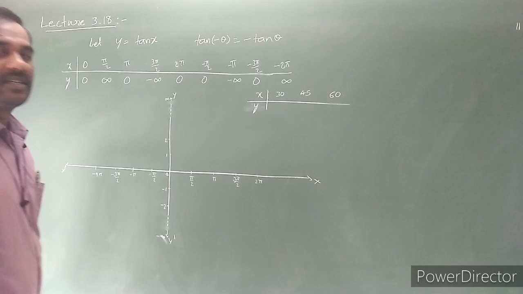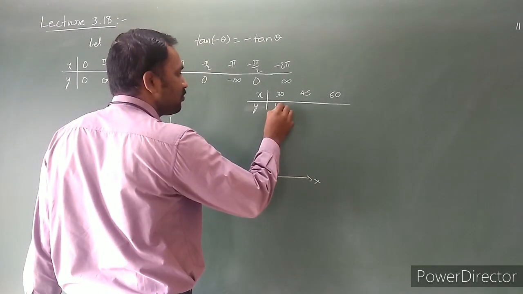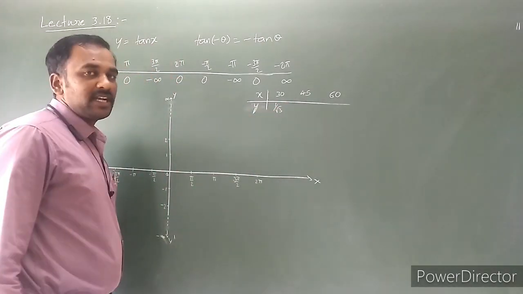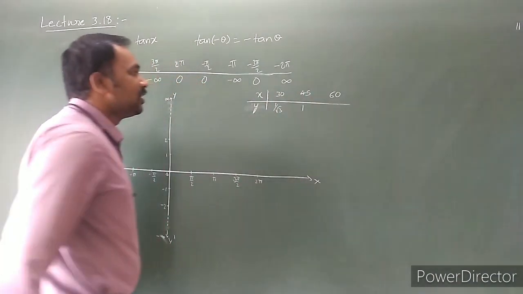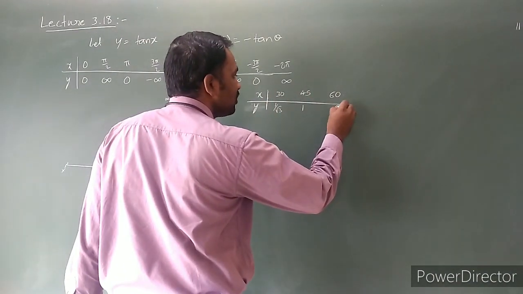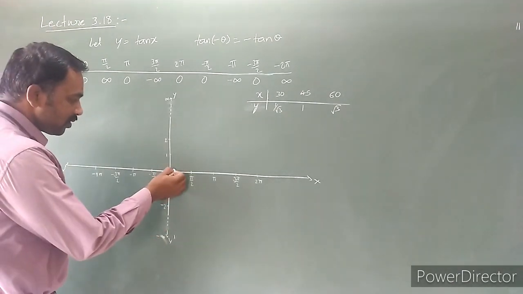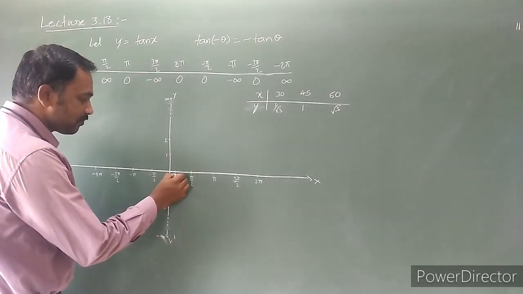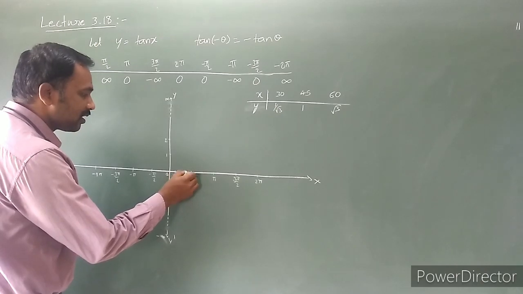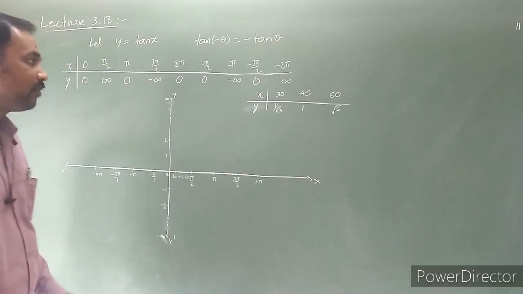What is the tan 30? Tan 30 is 1 divided by root 3. Tan of 45 is 1. Tan of 60 is root 3. Yes, plot these points. What will we get? Check it. I just considered here 30 degree, here 45 degree, and here it is 60 degree. Okay.